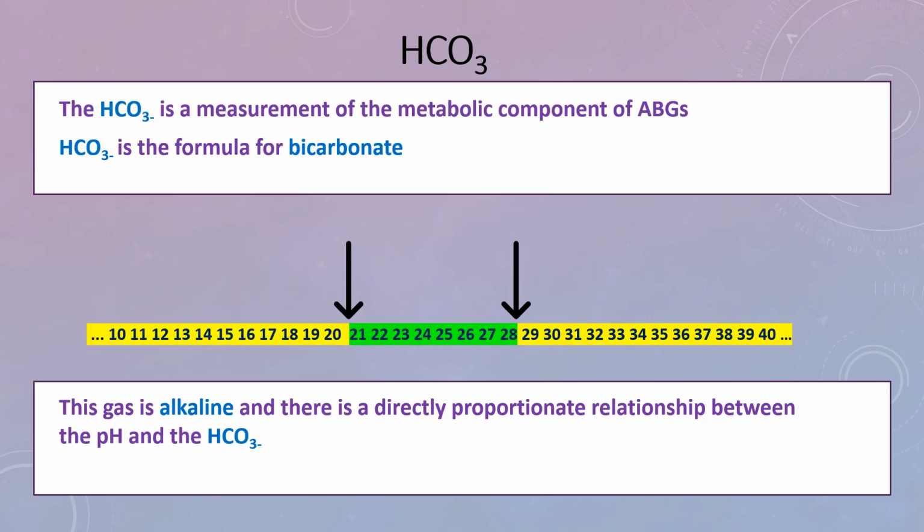As mentioned on the previous slide, the HCO3 is a measurement of the metabolic component of ABGs. HCO3 is the formula for bicarbonate. This graph is going to show you the bicarbonate normal range, which is indicated in green. This gas is alkaline, and there is a directly proportionate relationship between the pH and the HCO3.